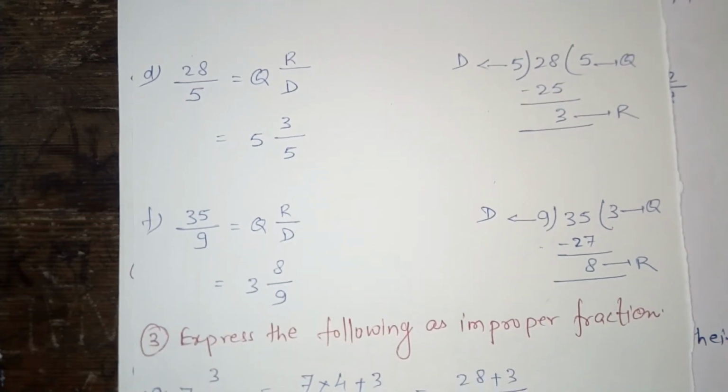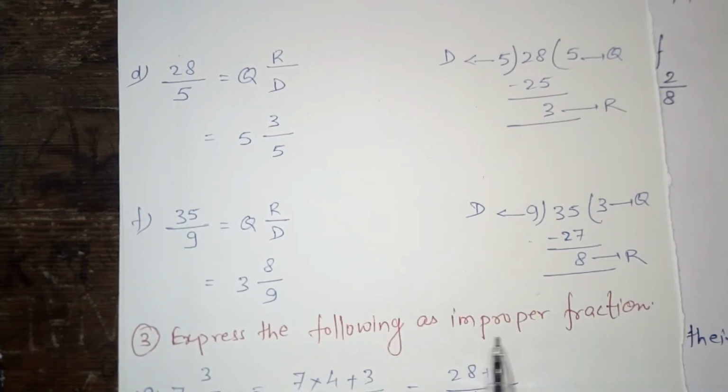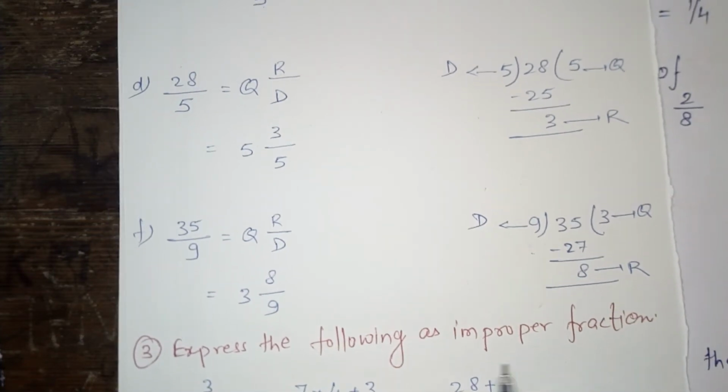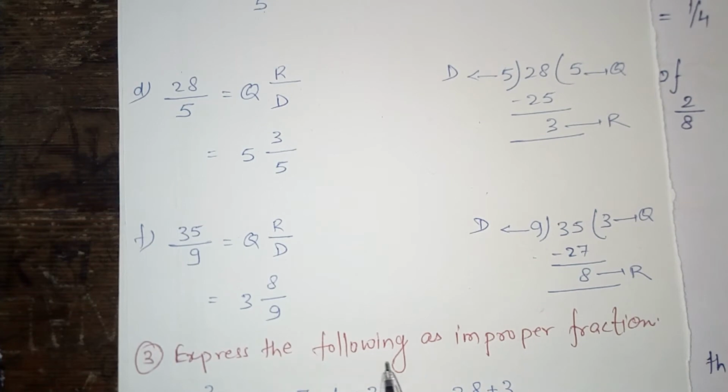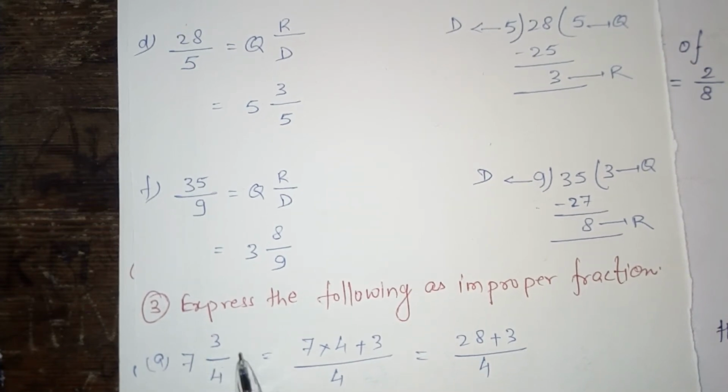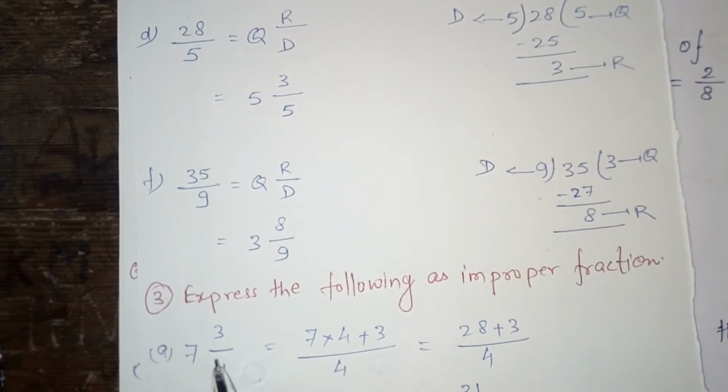Your third question is: express the following as improper fractions. The meaning is, in this question mixed fractions are given, and the mixed fractions are to be converted to improper fractions.